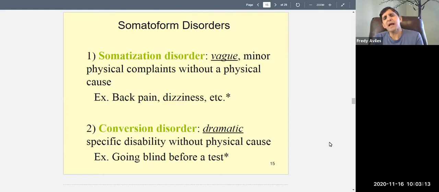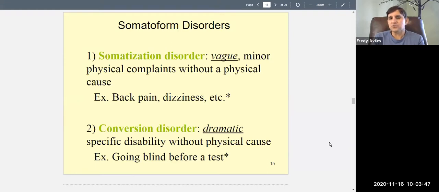So you complain of back pain, that your back hurts, that you're dizzy, that you have shortness of breath, or that you have a rash, but there's nothing wrong with you. There's nothing there. You may complain of joint pain, or that you feel like you need to pee all the time and things like that. There's actually nothing wrong with you. It's all in your head. That is somatization disorder. You go to the doctor, and they can't find anything wrong with you. That's somatization disorder. They're vague, minor things.